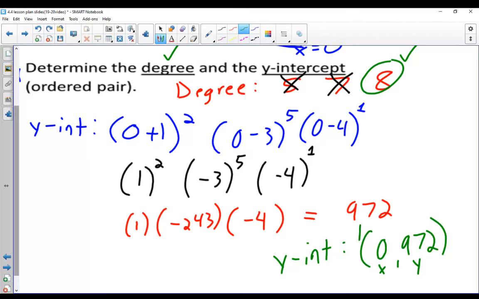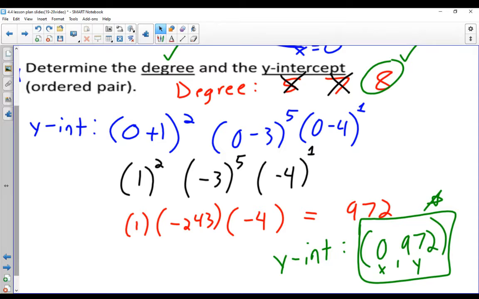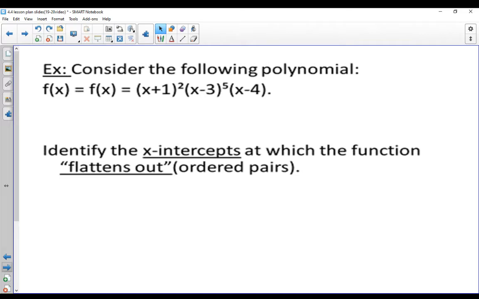And just like before, make sure you enter that y-intercept as an ordered pair. They won't always be that big. Sometimes they'll be smaller, but they could also be bigger, just so you know. So there you go. Degree of 8, y-intercept of (0, 972). That step, done. Moving on to the next part.